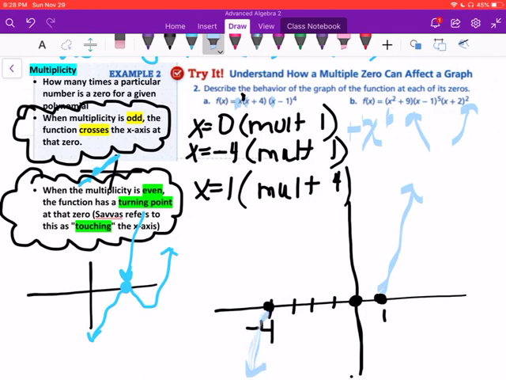And these are supposed to be curvy lines, but my stylus is making them kind of wavy. So let's see if I can draw a little bit better with a marker. Nope. Just kind of looks like I'm shaking a little bit. Maybe I'm nervous. Okay. So at x equals negative 4, multiplicity of 1, so I need to cross the x-axis. And then at 0, multiplicity of 1, I need to cross the x-axis. Then at x equals 1, oh wait, hold on, let's start over.